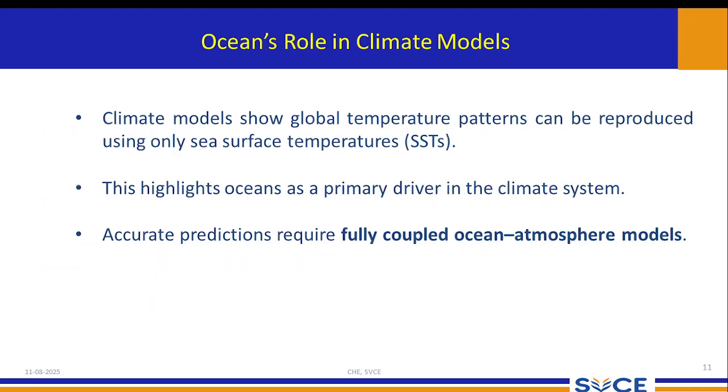The ocean's role in climate models. Climate models show global temperature patterns can be reproduced using only sea surface temperature. Sea surface temperature is very, very important. When it is very hot or very cold, the wind pattern will change. This highlights the oceans as a primary driver in the climate system. Accurate predictions require fully coupled ocean-atmosphere models.